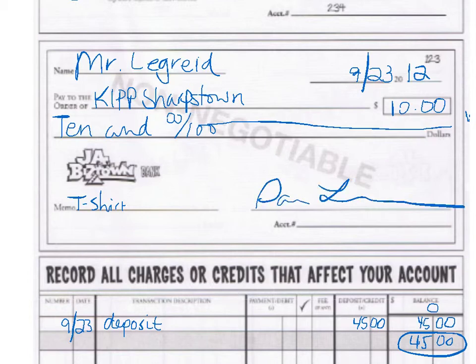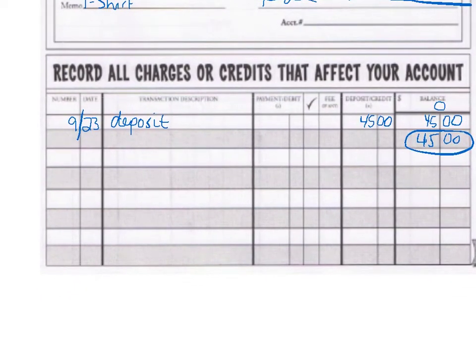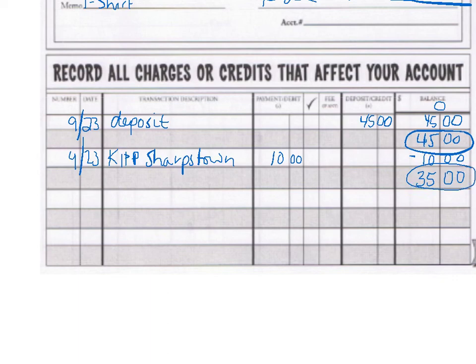Okay, now we're ready to subtract that $10 from our balance. We did that on 9/23 as well. So we're at 9/23, and under transaction, we write Kip Sharpstown because that's where we spent the money. Then under payment, we put $10. So we did not deposit, we spent money. Because we spent money, we subtract from our balance. So 45 minus 10 is $35. So our new balance is $35.